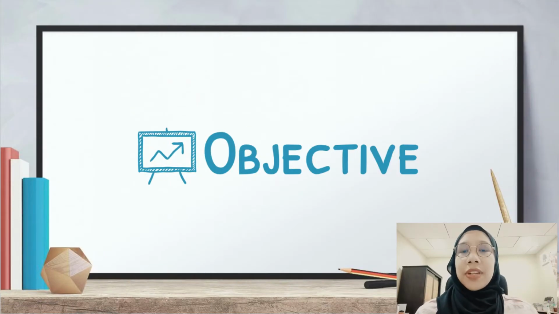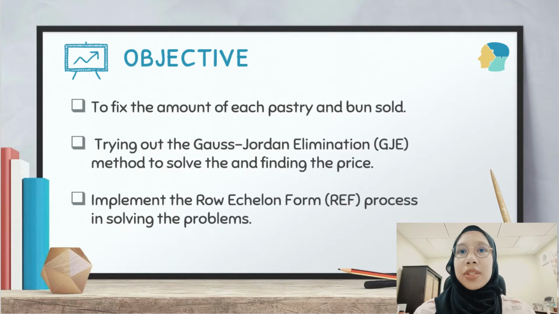So the objective of this case study is, firstly, to find the fixed amount of each pastry and bun sold at our shop La Chouk. Secondly, to find the price of each product sold, we use the Gauss-Jordan elimination method, GJE, to solve it. I will explain more about GJE, as mentioned by Nafika, in the methodology part. And the last one is to implement the row echelon form, REF, process in order to solve the linear equations problem based on the case study made by our group.